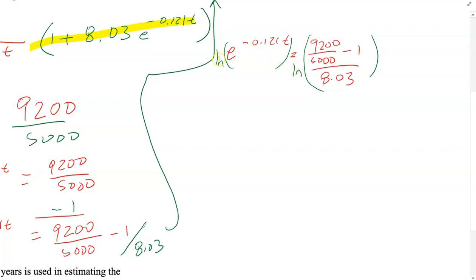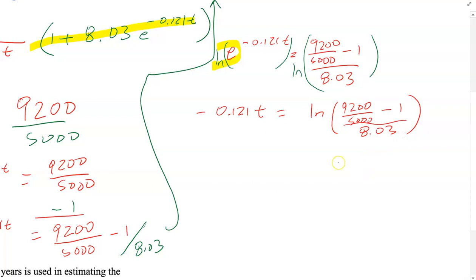What happens is that the ln and the e undo each other. So we have negative 0.121t equals ln of 9,200 over 5,000 minus 1 over 8.03, all of that. Finally, if we divide both sides by negative 0.121, we end up with a value of t. That's what we're looking for, 0.121.